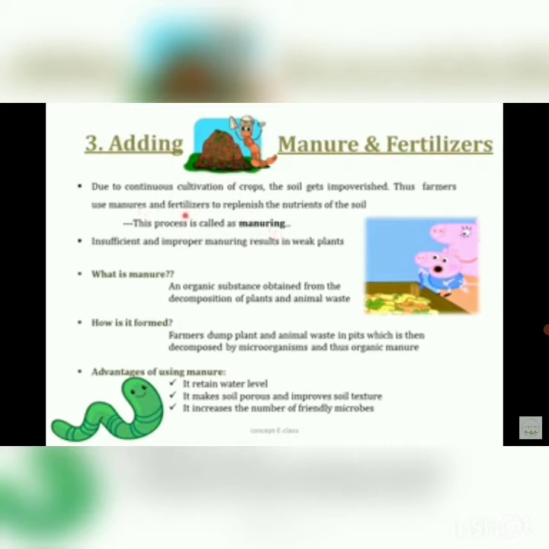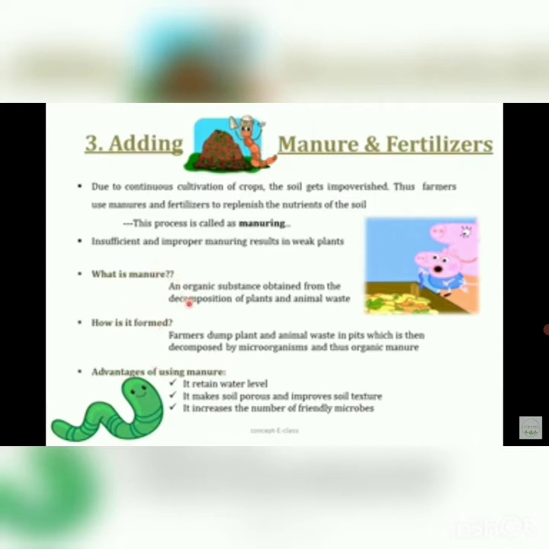So for continuous cultivation of crops, we have to add some manure and fertilizers to improve the soil.